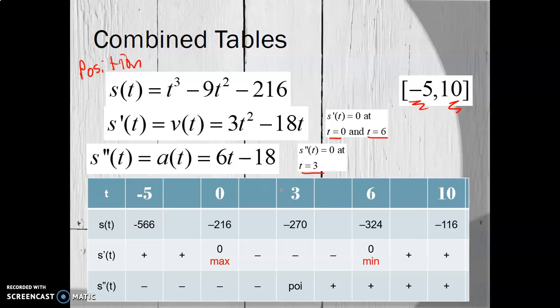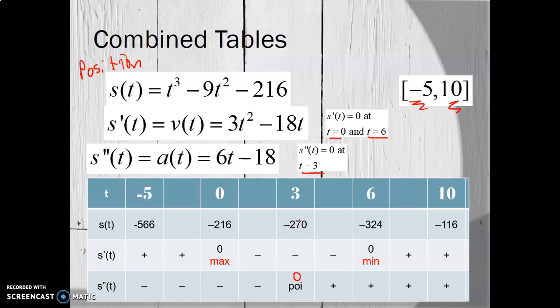So those were the x values. We knew that the first derivative was 0 for 0 and 6. We knew the second derivative was 0 for t equals 3. We had to check these values. You really don't need to check this value to see if it's a max or a min.